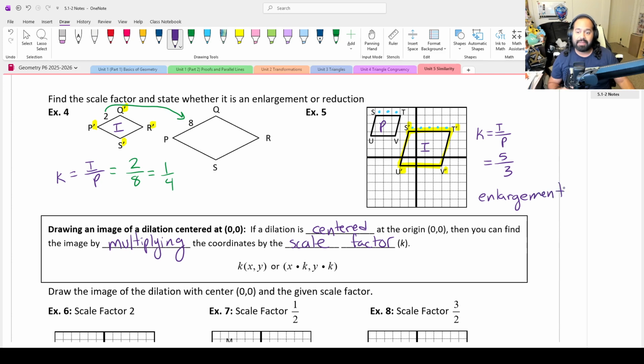Now, something I forgot to write down on the previous one, right? The previous one says state whether it's an enlargement or reduction. Well, that fraction of 1/4 is less than 1, so therefore this is a reduction.